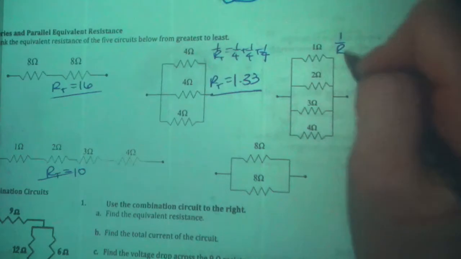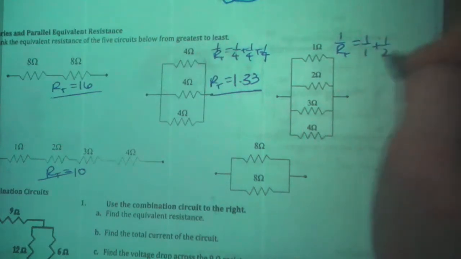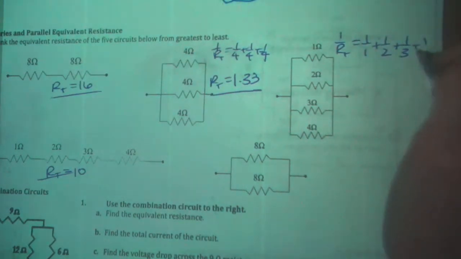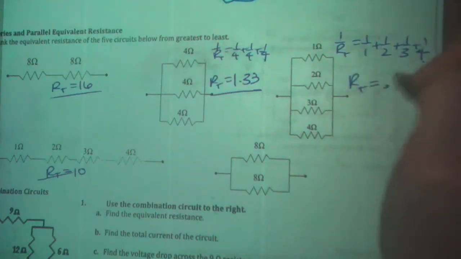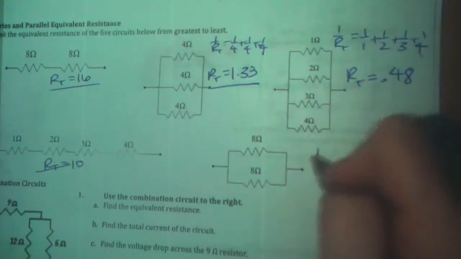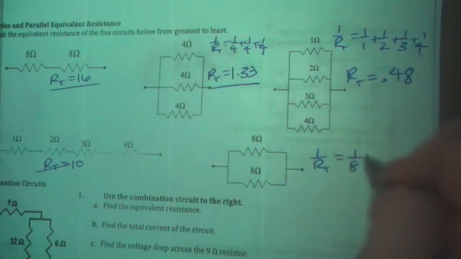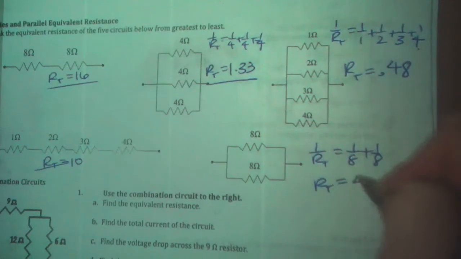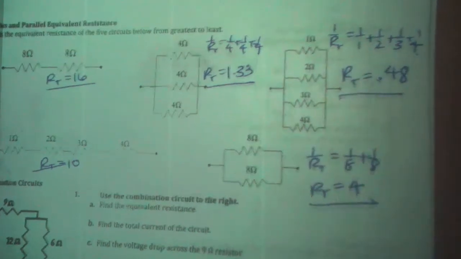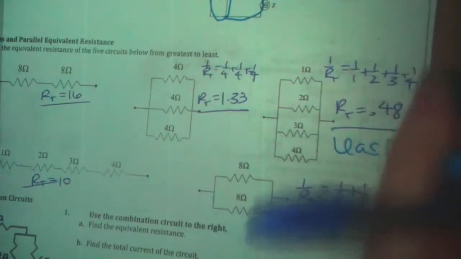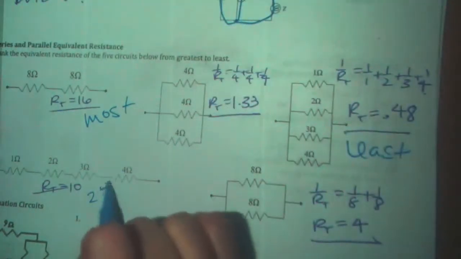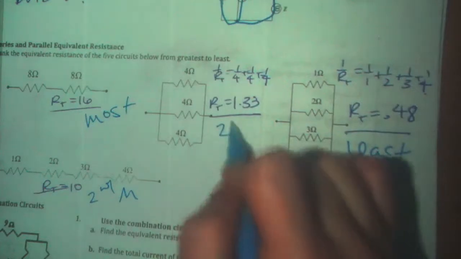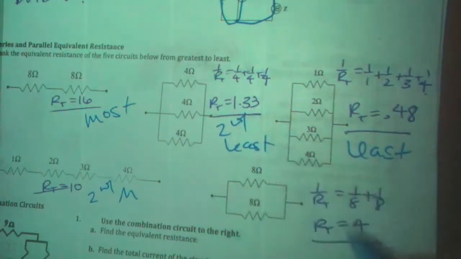Here, 1 over R total is 1 over 1 plus 1 over 2 plus 1 over 3 plus 1 over 4. Hit enter, 1 over that gives me R total of 0.48. And then here it's just 1 over R total is 1 over 8 plus 1 over 8. That gives me a total resistance of 4 ohms. So this one is definitely the least equivalent resistance. This one is the most. This would be like second most. This one is second least. And then this is the guy in the middle.